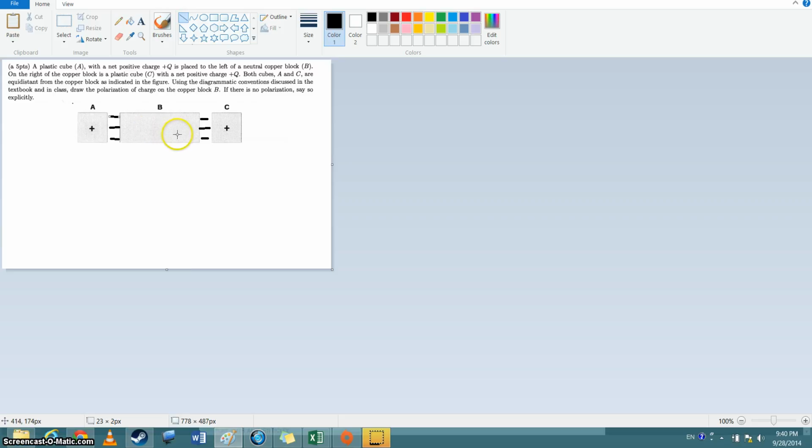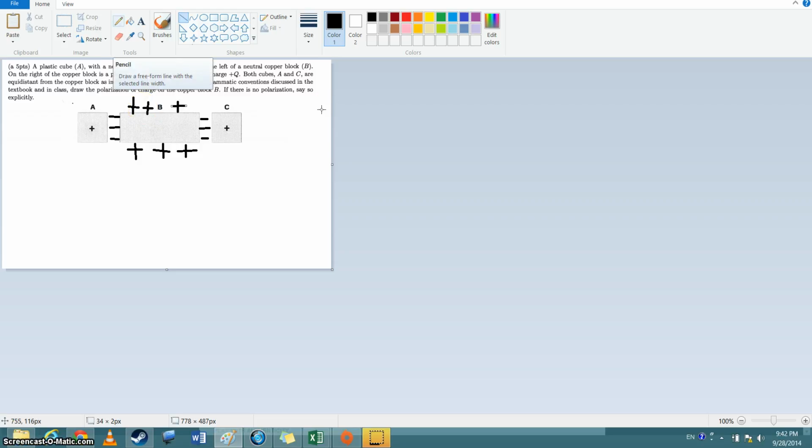Well, let's not overthink this. Positive charges are going to move as far away as possible, and the only way they can do that is to move along the borders, like so. And this will happen on both sides of the block. So this is how the diagram should look.